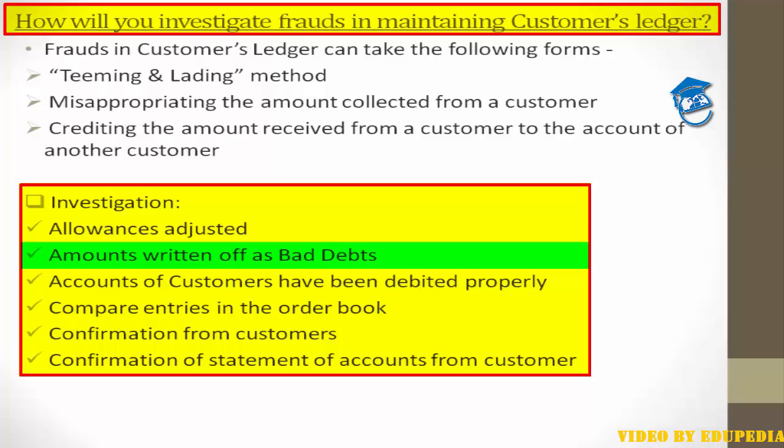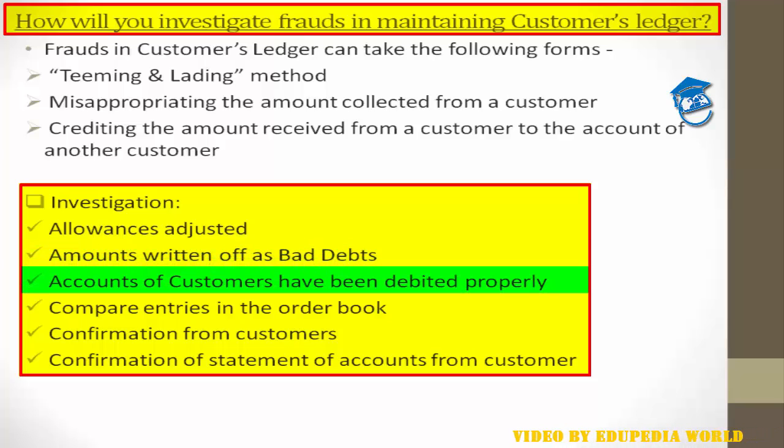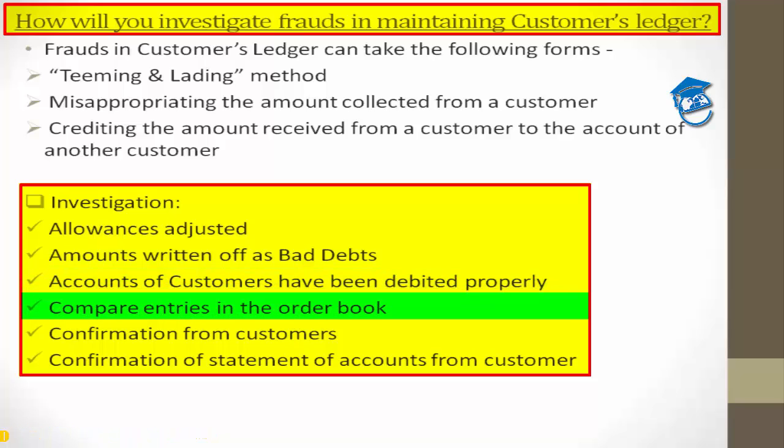Number 3 is whether the accounts of customers have been debited properly or not. Confirm that the accounts of customers have been debited properly in respect of the goods which are supplied to them. There should not be any kind of mismatch in that. Number 4 is compare the entries in the order book with those in the sales day book.